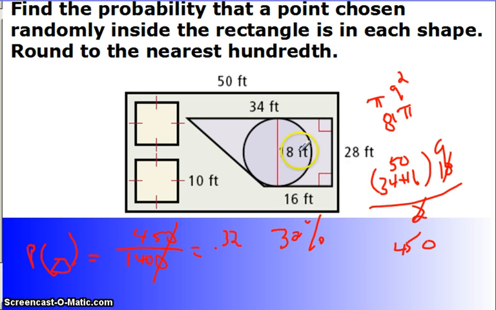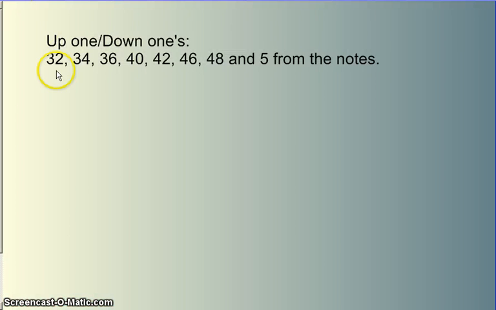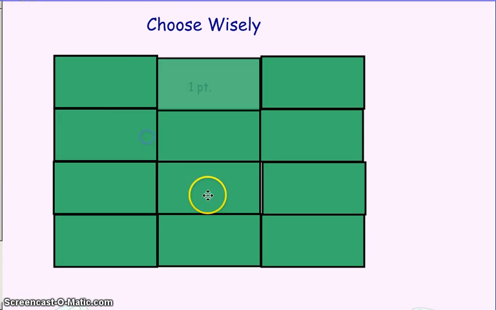Alright, that's how we do area probabilities. So right here would be the regular geometry students, and there's the up ones, down ones, and here's the boxes. Good luck with that.